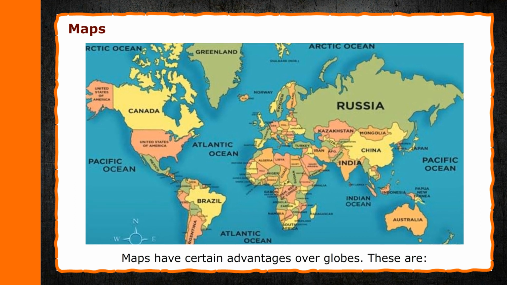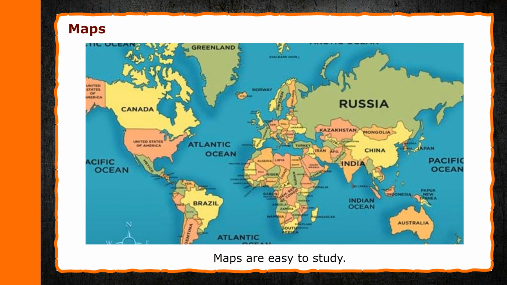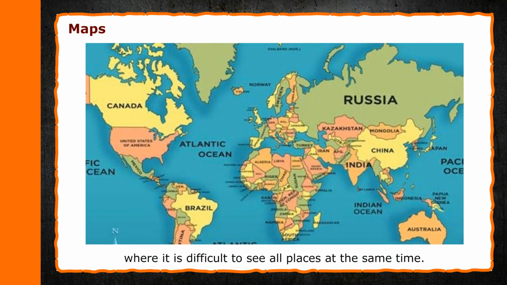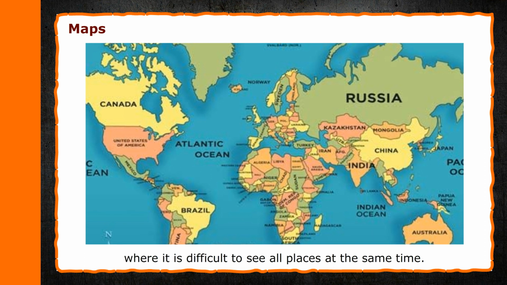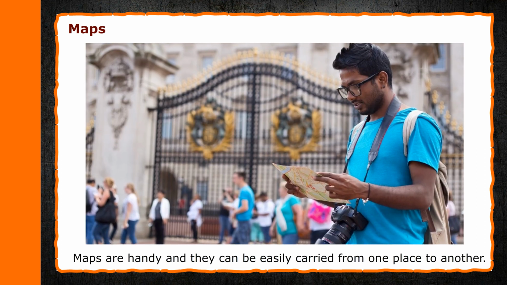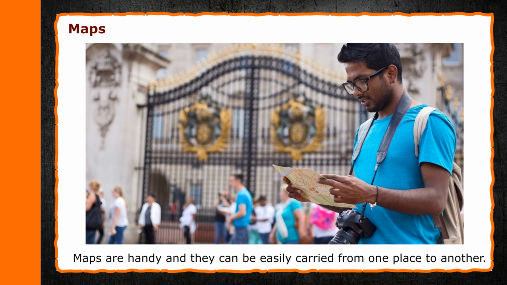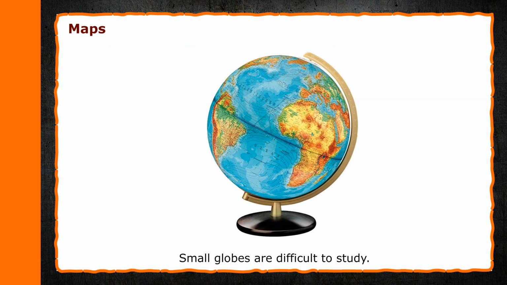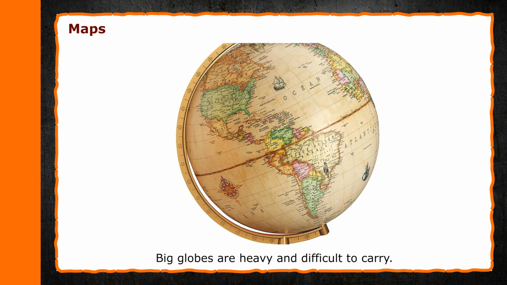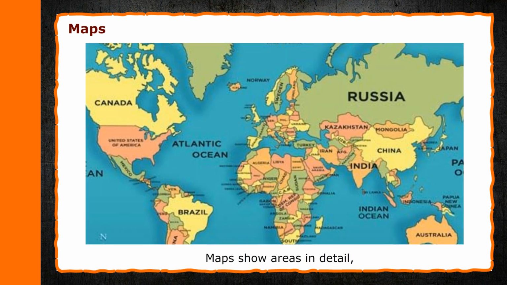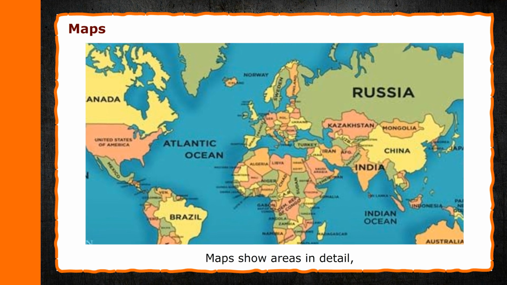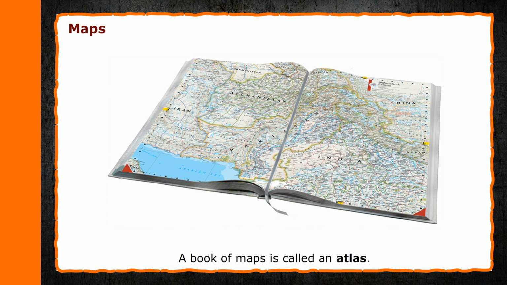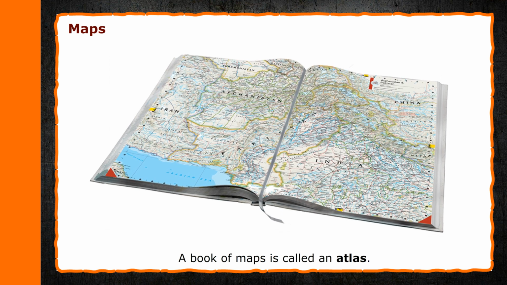These are: maps are easy to study. All places can be seen at the same time, unlike on the globe where it is difficult to see all places at the same time. Maps are handy and they can be easily carried from one place to another. Small globes are difficult to study. Big globes are heavy and difficult to carry. Maps show areas in detail, while a globe cannot show detailed information. A book of maps is called an atlas.